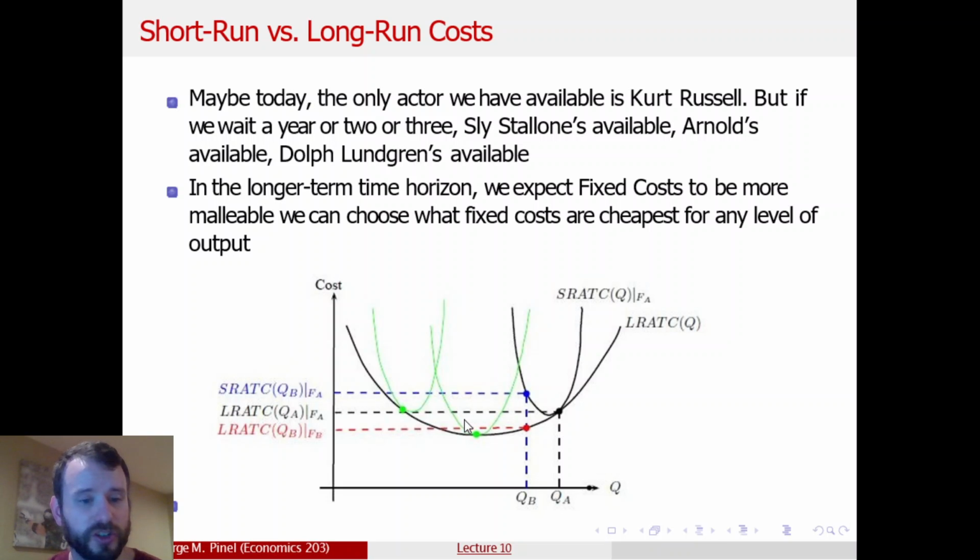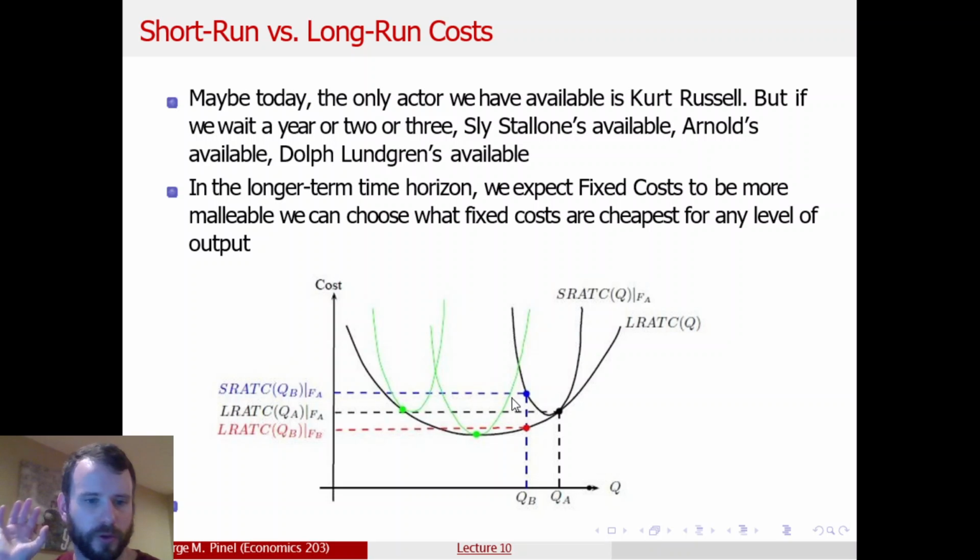But in the long run, you can decide what your fixed cost is, and basically you could pick the minimum fixed cost for every short run average total cost that exists for all of the market. So your long run average total cost curve is basically going to be the minimum of every point on the short run average total cost. So it's going to be the minimum cost for any level of output for any fixed cost that you assume.